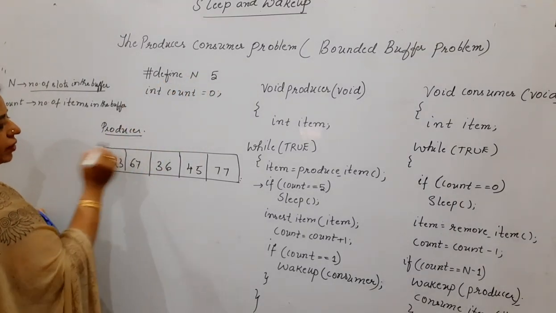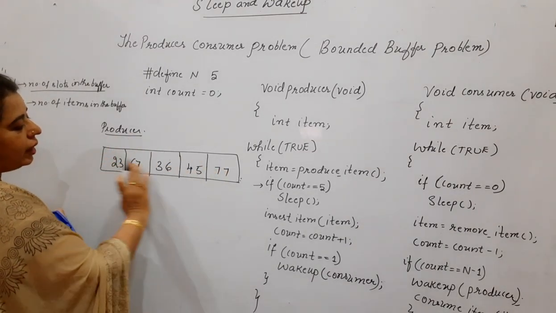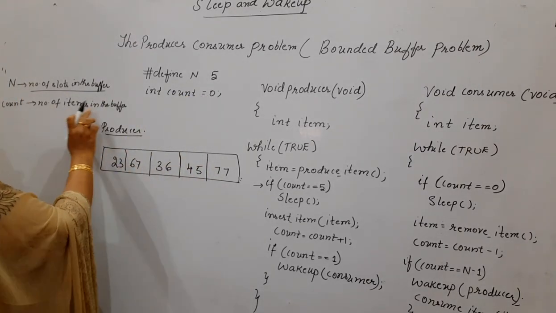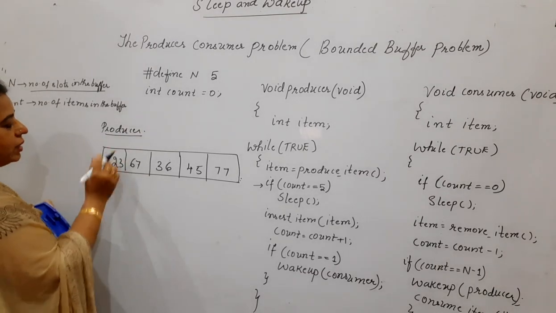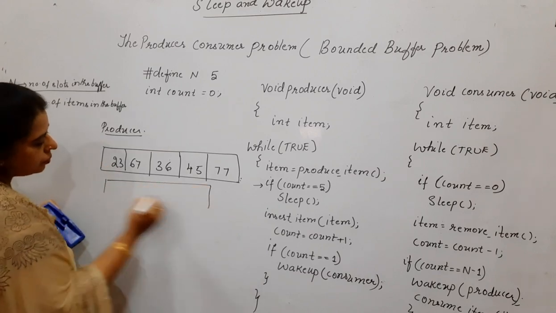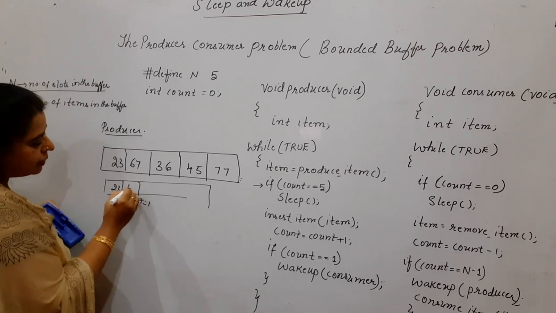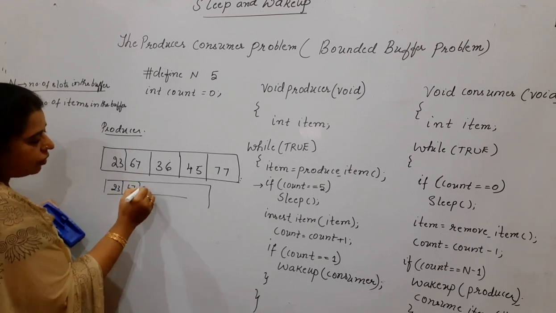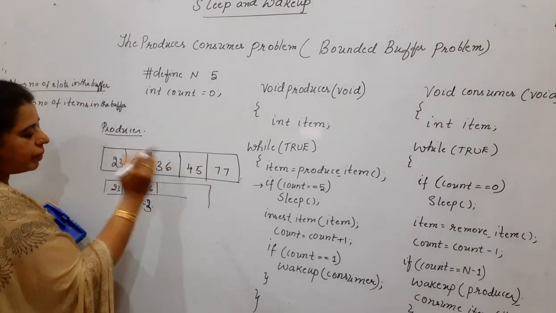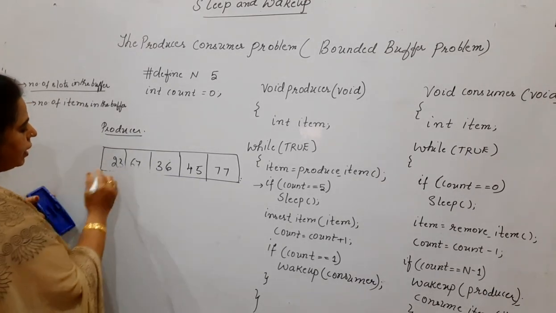First we are trying to check with the producer. The producer will produce one item and start placing until it fills the buffer. And there is a variable count to keep track of the number of items in the buffer. Once the producer places one item, count becomes 1. After it places the second item, count becomes 2. After it places the third item, count becomes 3. To keep track of the count of what it is producing, we have to make use of the variable called count. So with this, we'll start here.